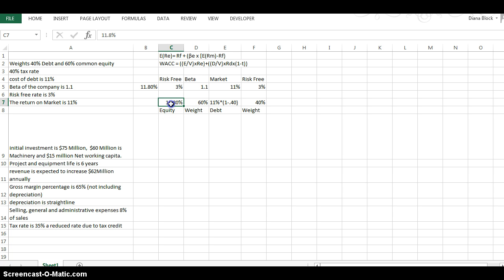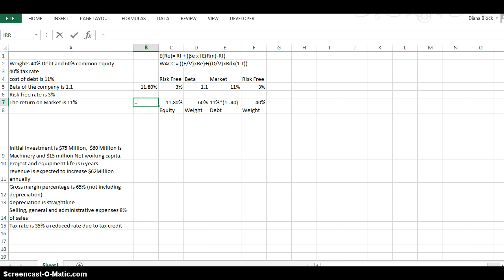So we're going to take 11.8% times 60%, and then we're going to take 11% times 1 minus the tax rate times 40%. We're going to add these two results together. We're going to multiply these two times each other, and multiply these two times each other, and add the two products together. So let's see what we get when we do that.